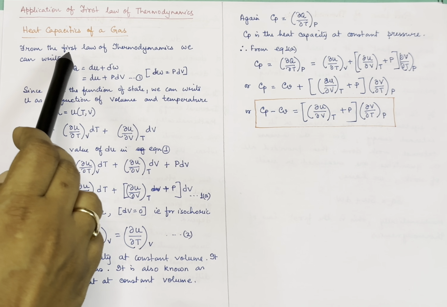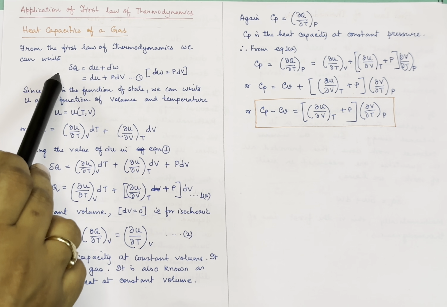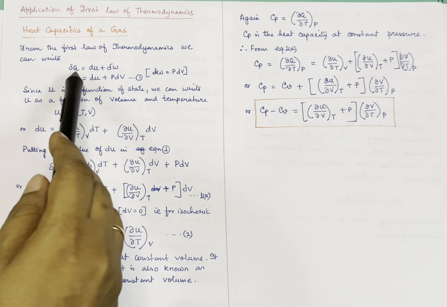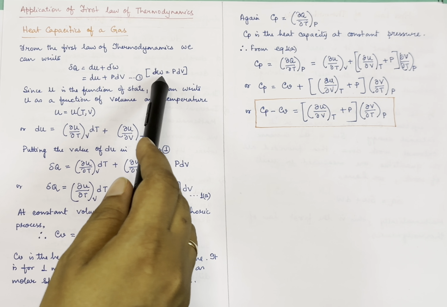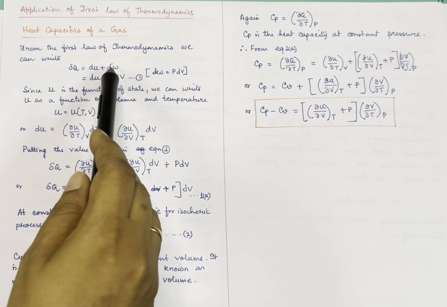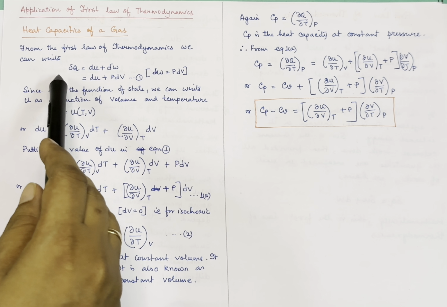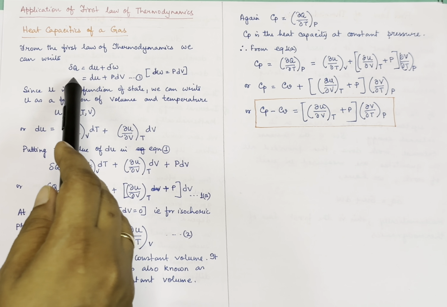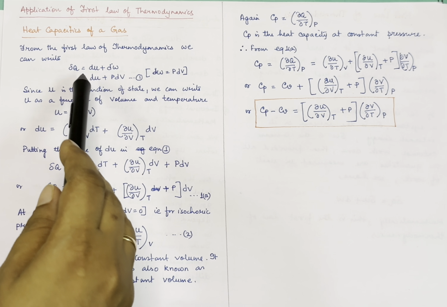Now from the first law of thermodynamics, we can write the differential form as δQ = dU + δW. Now δW can be written as P dV, which is the work done. dU is the change in the internal energy and δQ is the heat imparted to the system. So δQ = dU + P dV. So this is the first law of thermodynamics.